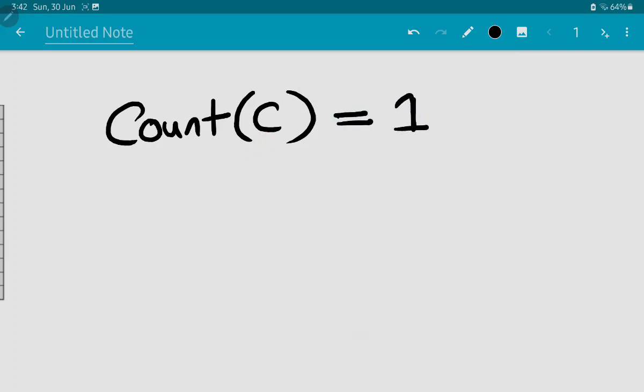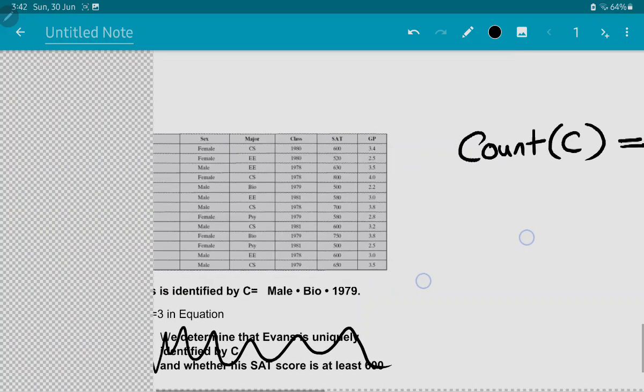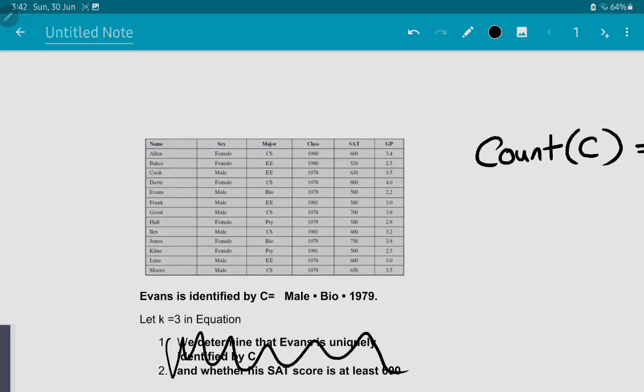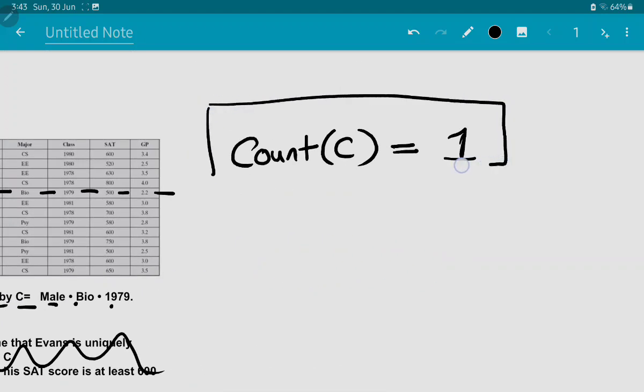If the count of C was equal to 0, then your entire individual tracker attack will not be able to work. The count of C is the set of attributes which identify a particular record. It should be one record. In this case, Eve is identified by male and bio and 1979, and this is one record. So if you do the count, it is just one record. You get this record, and that is the condition for the tracker to work.